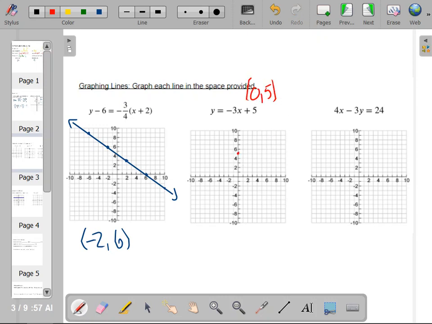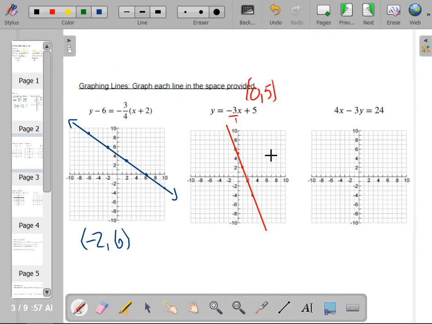So (0, 5) is right there. Then I count the slope, which is -3 over 1. So down 3 over 1, down 3 over 1, down 3 over 1, and then connect the dots, again using a straight edge.